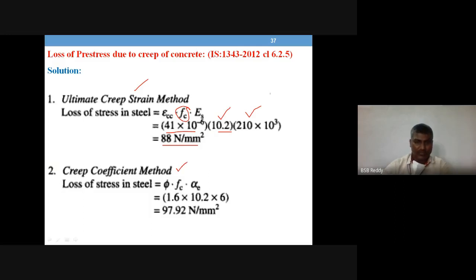When you use the creep coefficient method, you have to use phi as the creep coefficient, fc again 10.2, the stress in concrete at the level of steel, and the modular ratio Es by Ec, Young's modulus of steel divided by Young's modulus of concrete. That will give you 97.92 Newton per mm square.